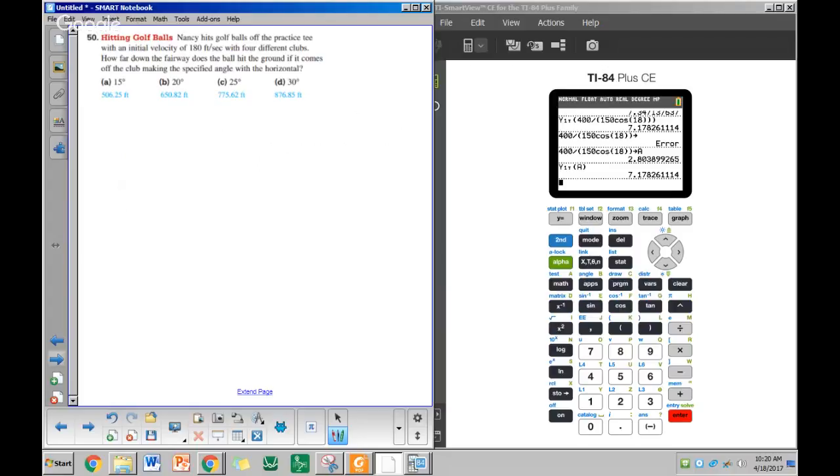Okay, so she's using an initial velocity of 180 feet per second. So her distance in the x direction is going to be modeled by 180 times the cosine of 15 degrees, because the first angle is 15, times time. Because this is the rate, that's the velocity times time, feet per second times seconds gives you feet. And so that's the position in the x direction. And the y is going to be 180 times sine of 15 degrees times t.